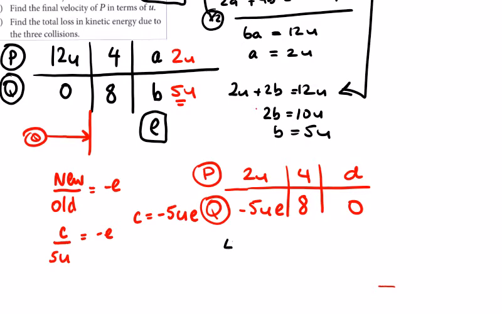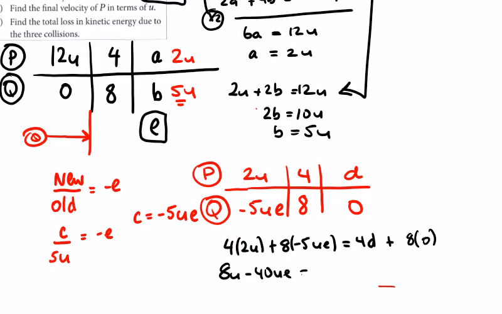So we can say that 4 times 2u plus 8 times minus 5uE is equal to 4D plus 8 times 0, just to put it in. So we're going to get 8u minus 40uE is equal to 4D. Dividing by 4, we get 2u minus 10uE is equal to D.